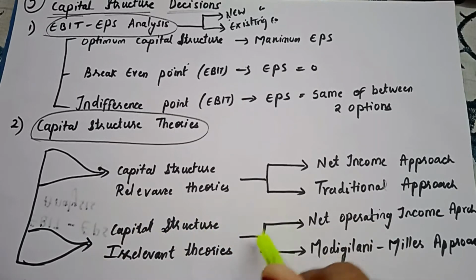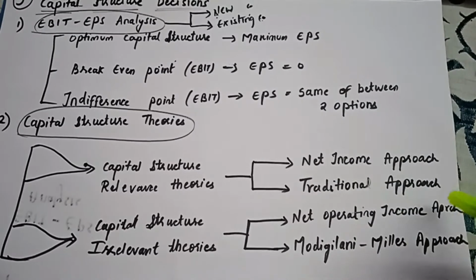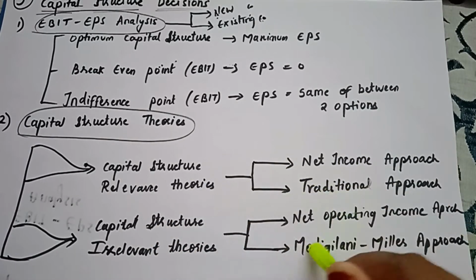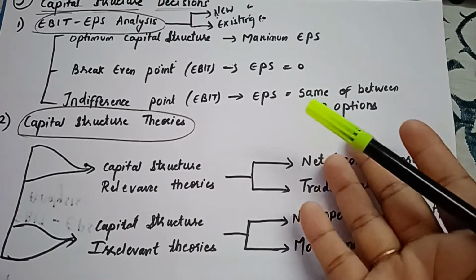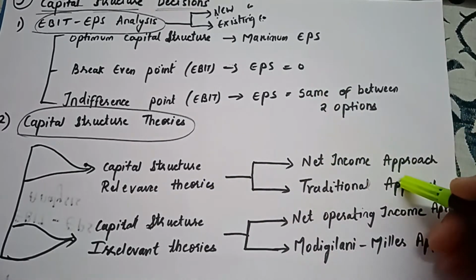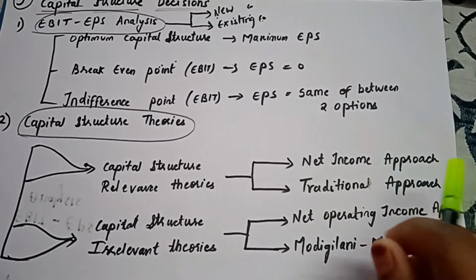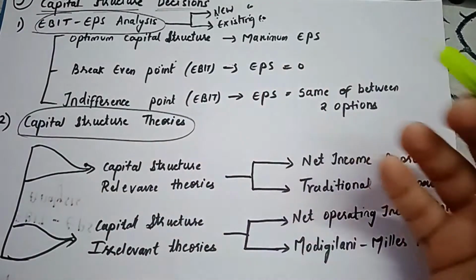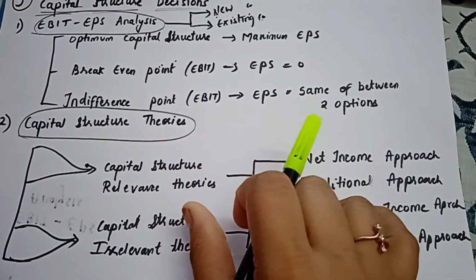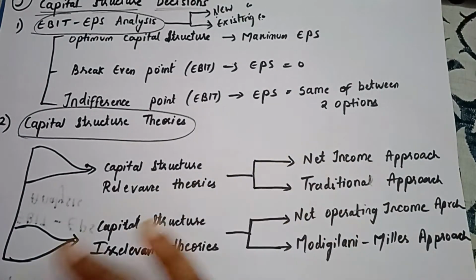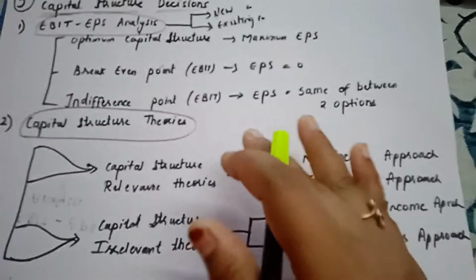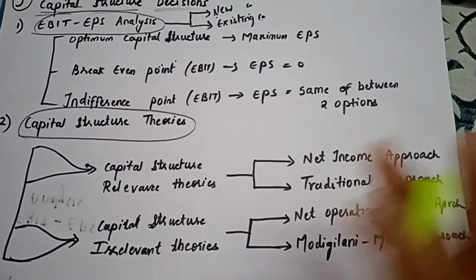So in this irrelevance theory, there are two approaches: the net operating income approach and Modigliani Miller's approach. These are the two persons who went through this and made up the theories, making some assumptions. There are so many assumptions in it, like in physics we used to do, right? Keeping some things constant, we'll have this equation. The same way, they have assumed some hypotheses and shown the impact of capital structure on the value of the firm, taking the base as irrelevant, and at the end they prove how things will be shown.